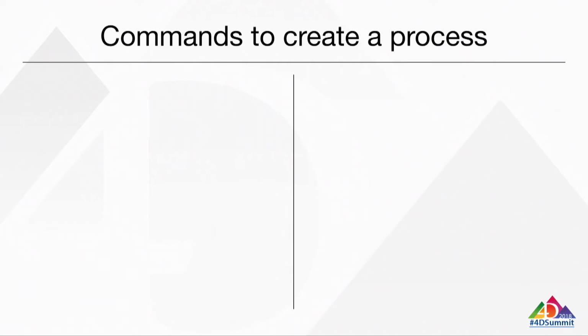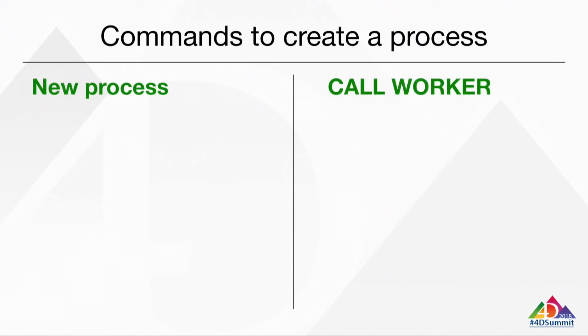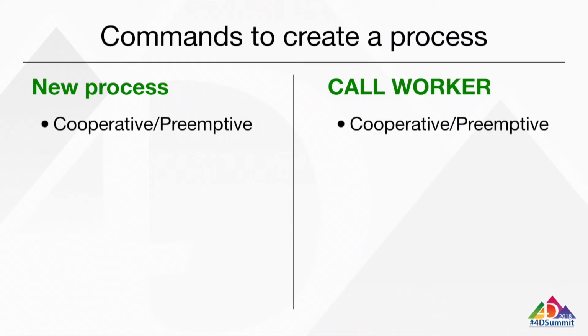So in 4D, there are two commands that you can spawn processes from. One of them is the New process command. We have been using this command for so long. And when we introduced the preemptive process, we introduced workers. So CALL WORKER is another command that we can use to create a process. Both of them can be executed in either cooperative or preemptive mode. You choose which one you want.